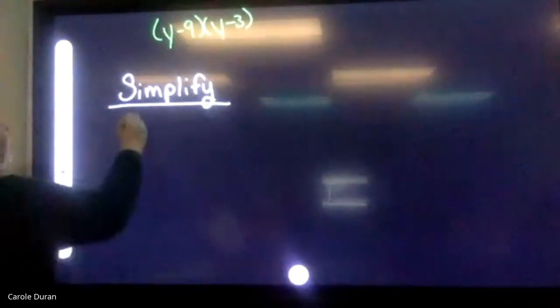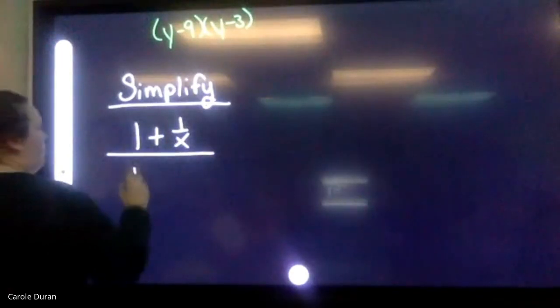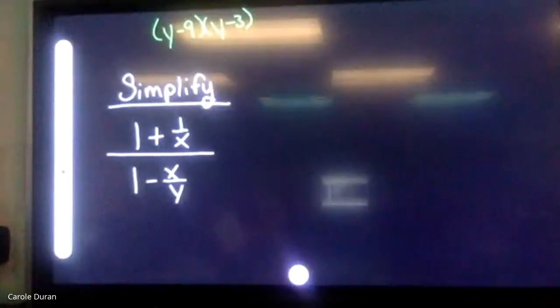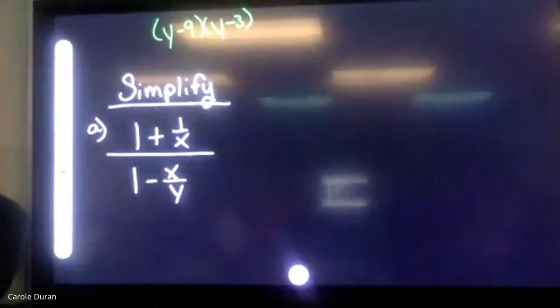So the problem we have is 1 plus 1 over x all over 1 minus x over y. This is the first one. Who has an idea of where we're going to start? The ones cancel out? Nope, I wish. They can't cancel either, no. Using our calculator? Although that is something a lot of people would try to do.